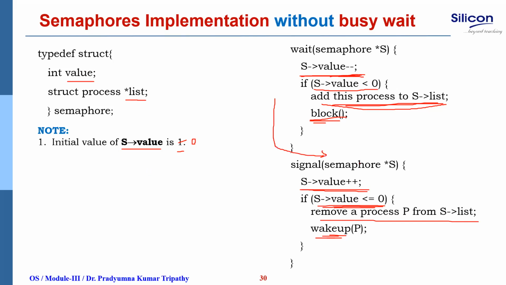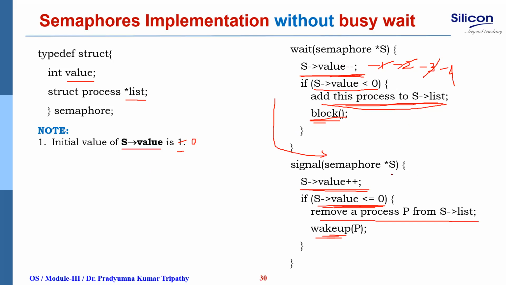At the same time, if another process comes, this makes it -1. -1 satisfies the condition, so it will be added to the list. The next process will come and make it -2, so it will be added to the list. Another process will come, making it -3, and it will be added to the list. Like that, any number of processes will come, and they will be added to the list.